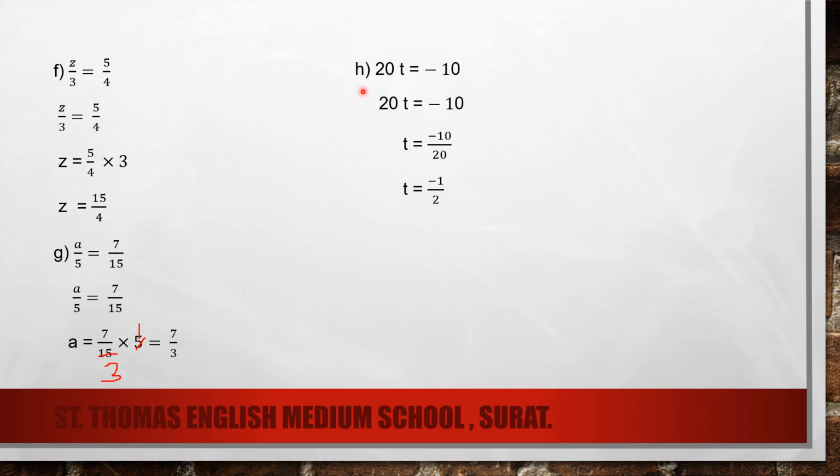Question number H, 20t is equal to minus 10. Write the question once again. Now this is multiplication. If it goes here, it becomes division. So t is equal to minus 10 divided by 20. Now we can cut 0 and 0. So this 0 and 0 cut. So what is remaining here? Minus 1 and denominator 2. So what is the answer? T is equal to minus 1 by 2. It's clear?